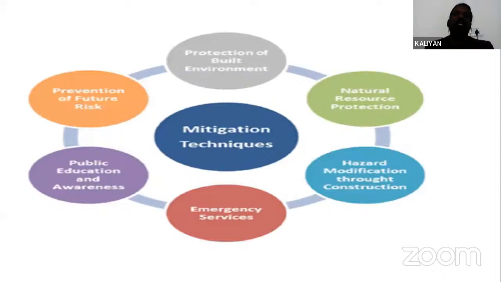And what are the mitigation techniques? Mitigation means how we protect ourselves from these natural hazards. So first is the protection of the built environment, natural resource protection, and hazard modification through construction. For protection from earthquakes, we construct with new technology, building houses with the new technology, and emergency service.